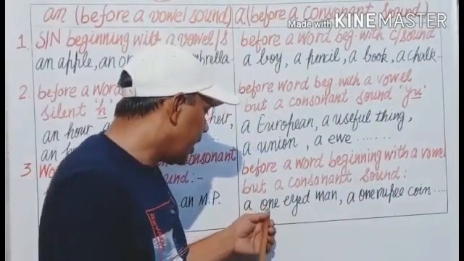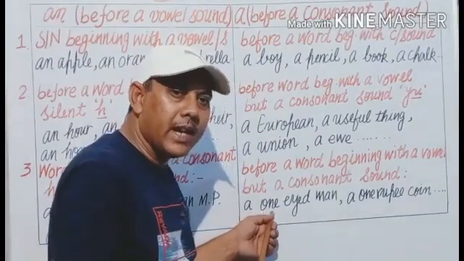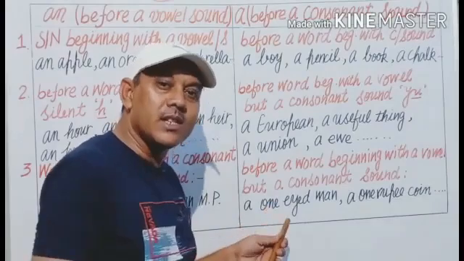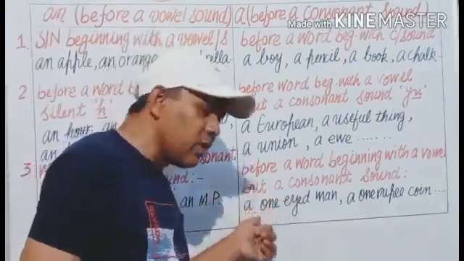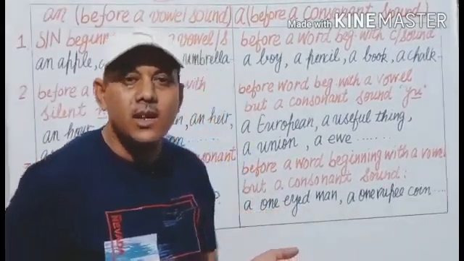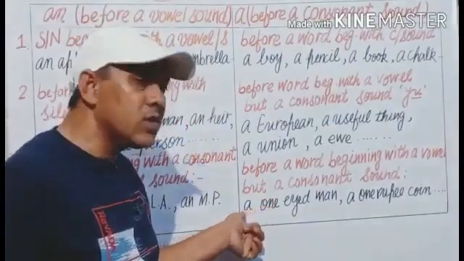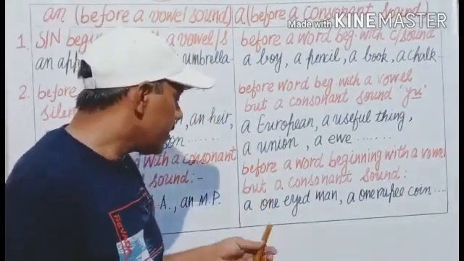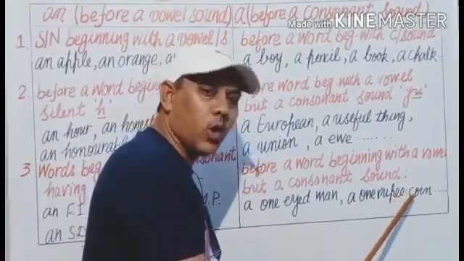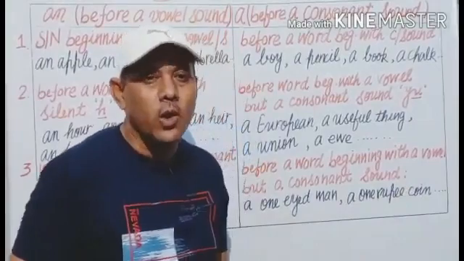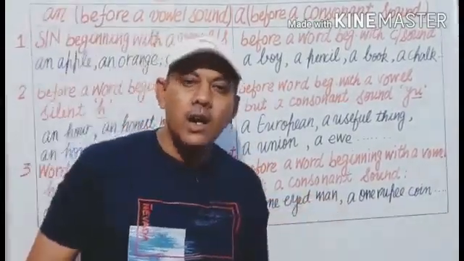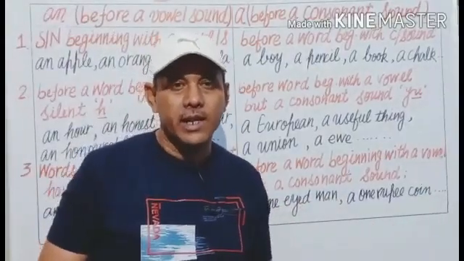For example, here the word one, O-N-E, of course it begins with the letter O, which is a vowel. But when we pronounce it like one, the W sound is a consonant sound. That's why we use a before one. And in this way, a one-eyed man, a one rupee coin, a one rupee note. In the same way, a and an are used frequently.